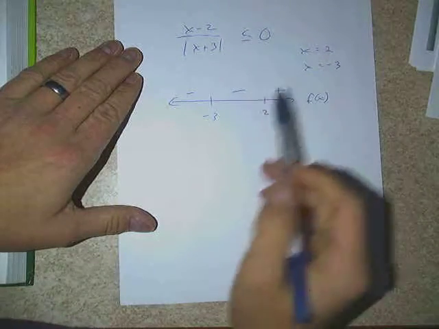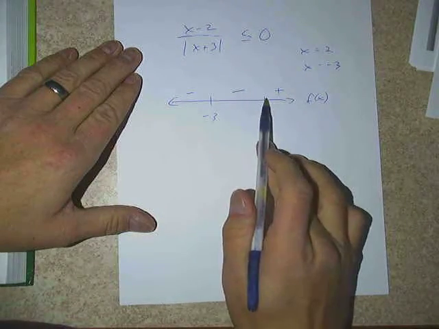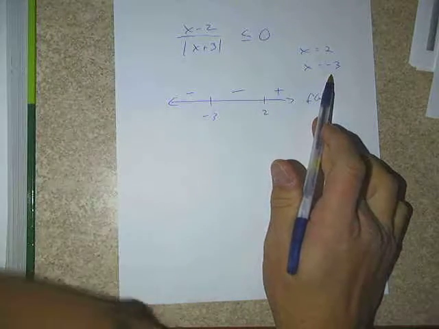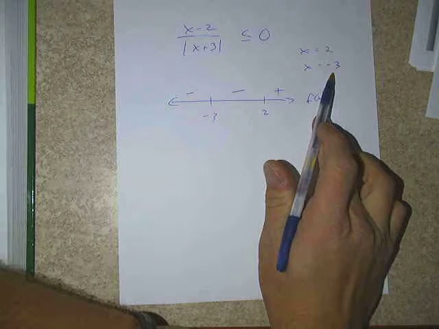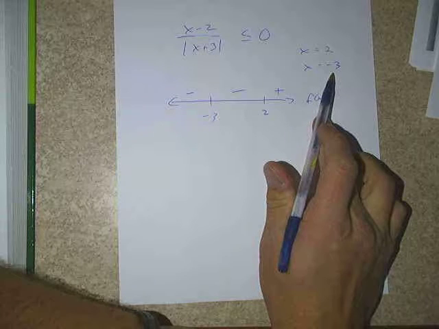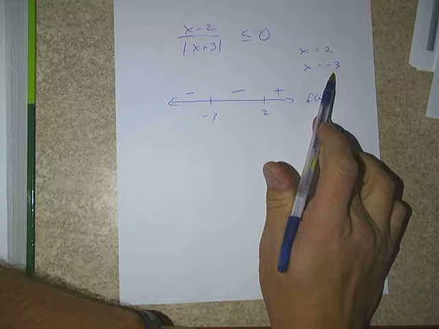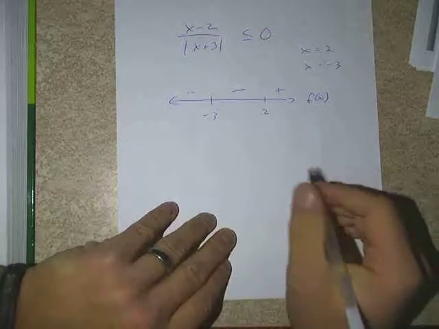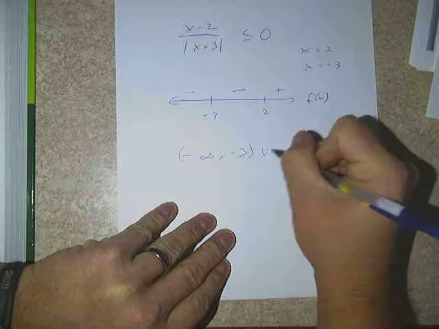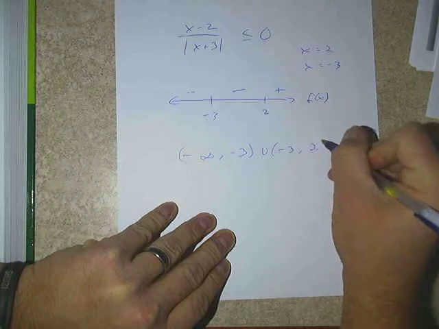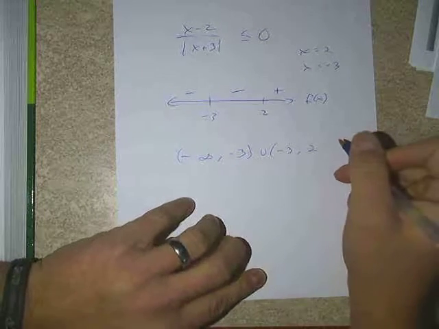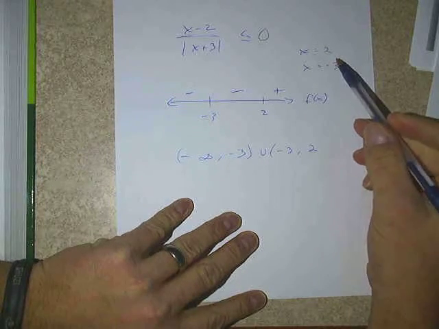Now, when we write the solution set, we have to be a little careful. With a less than or equal to, normally we would say from negative infinity all the way to 2. But what's the problem with negative 3? Negative 3 wasn't a 0, it was what makes the function undefined. So can we include negative 3 in the solution set? No, because negative 3 is an asymptote. So we have to say negative infinity to negative 3, and then from negative 3 to 2.